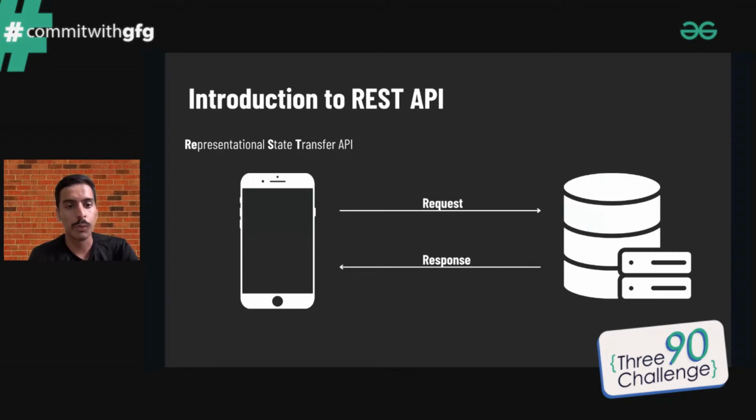So what is REST? The full form of REST is Representational State Transfer API. It is the most common type used for mobile and web applications. There are different types of APIs, such as GraphQL and others, but we will currently focus on REST APIs, which are widely used for building mobile applications as well as web servers.